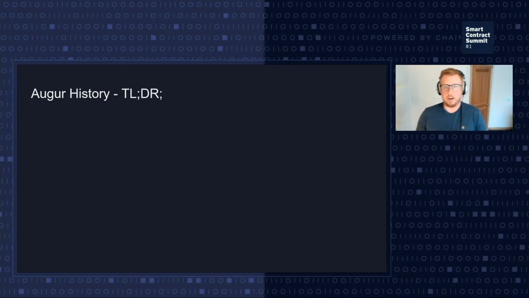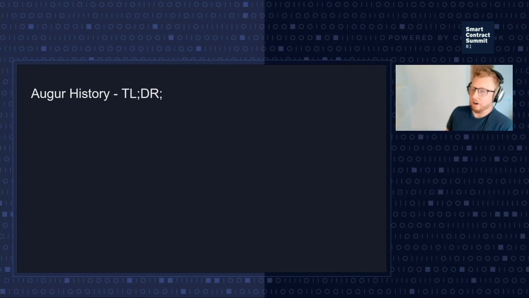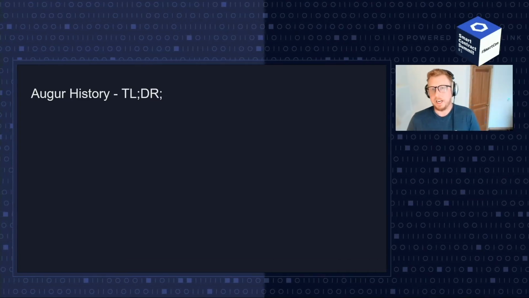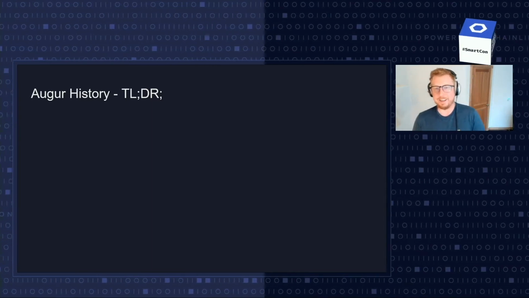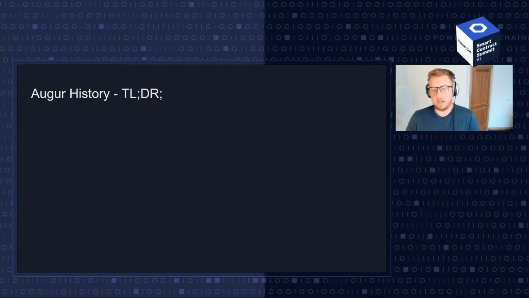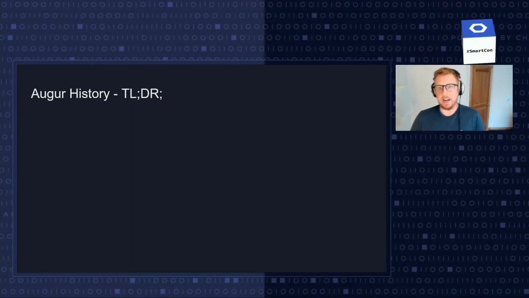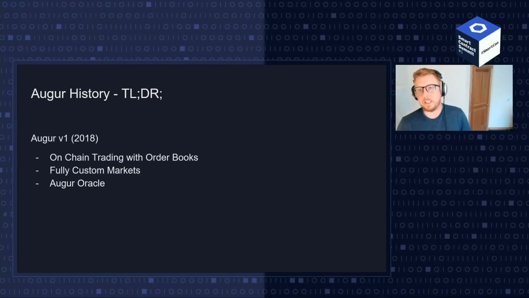So to start, I'll just give you the really quick TLDR on Augur. Augur is a prediction market platform that is based on Ethereum. It's been around for approximately forever. It existed as an idea in 2014. In 2016, there was a token, and the first major version of the product was released in 2018.